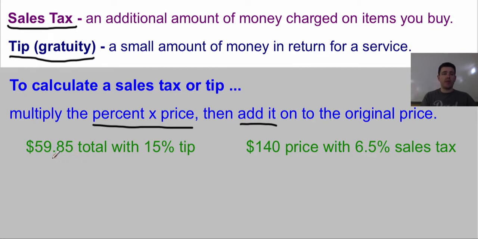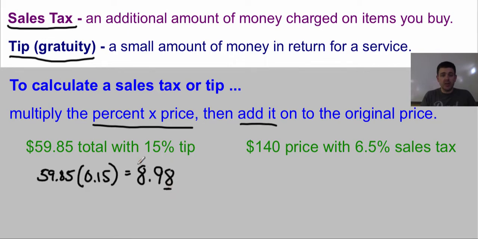We have a $59.85 total, and we want to give them a 15% tip. So we do $59.85 times 15%, but we're always going to write our percent as a decimal. So I do $59.85 times 0.15, and I get 8.9775. So I'm going to round that off to 8.98, because we're dealing with money, so it's always going to go to two decimal places.